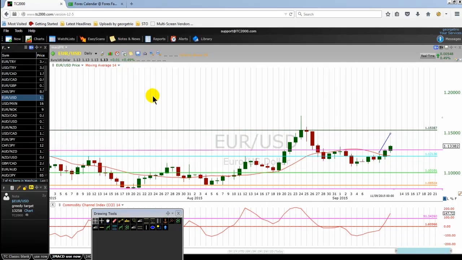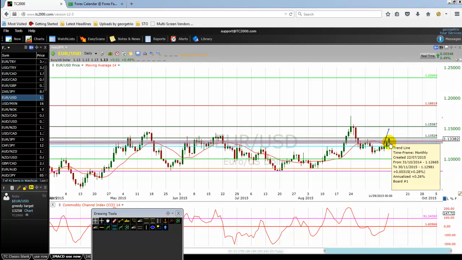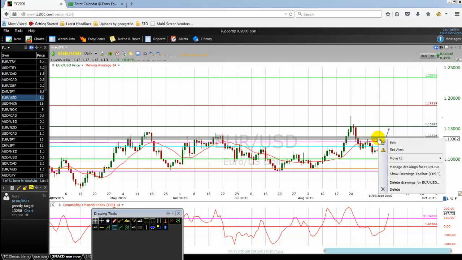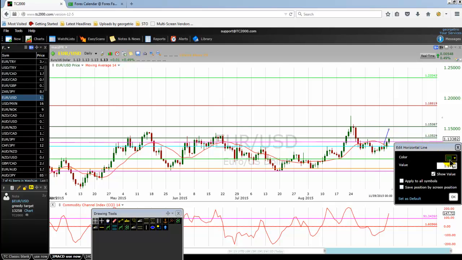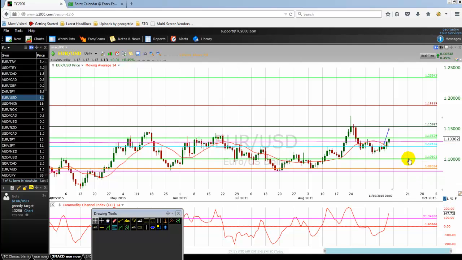Which level? Okay. Now, I'm going to put another line on my chart. I'll place it on the high of this candlestick bar on the daily chart. So we are talking about the level of 11349.